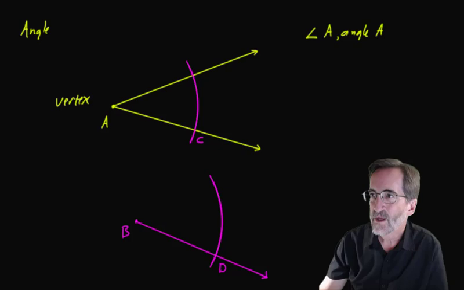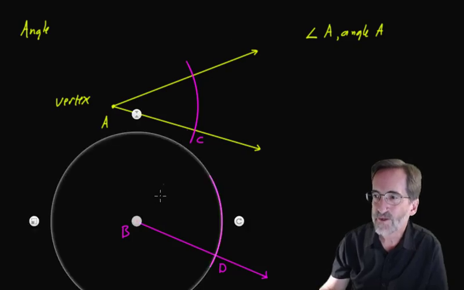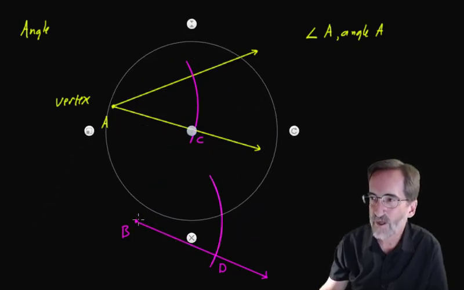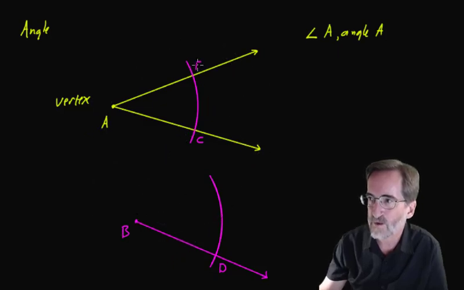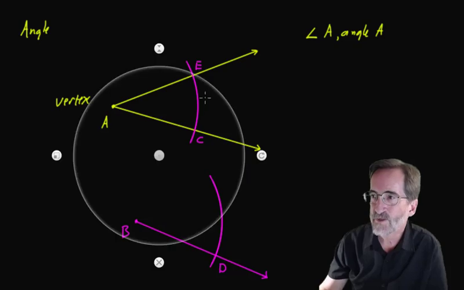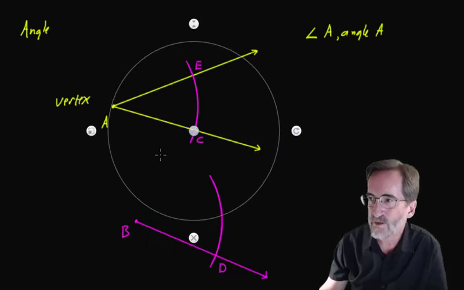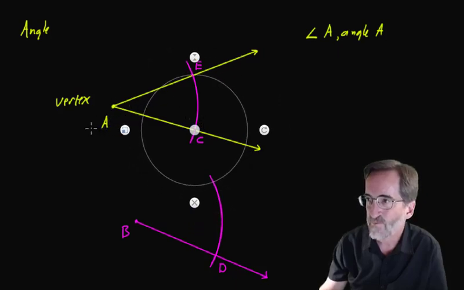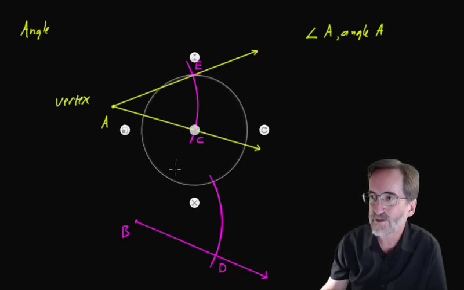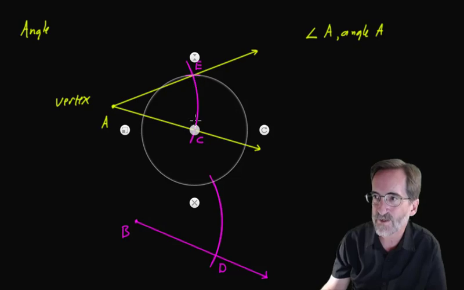Now I'm going to take my compass, and this is where the measurement happens. I'm going to label this point E here. I'm going to take my compass and put the point on C, and I'm going to put the pencil on E. I'm going to draw a circular arc to show that I measured CE, so that's the distance between point C and point E.